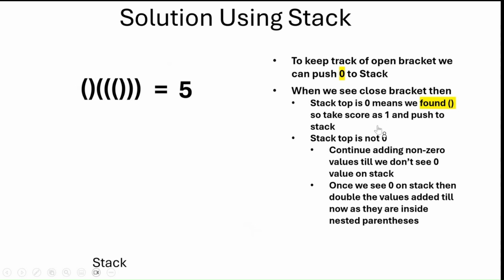But when we see a close bracket and the stack top is not 0, the stack top won't be 0 because there is some valid string in between the opening bracket and this closing bracket. So what we need to do? Whatever the valid string is inside that pair of parentheses, we need to add the scores if there are multiple strings. And whatever the score is, we need to double it because they are inside the pair of parentheses. And whatever the score we get, we need to push it to the stack again.